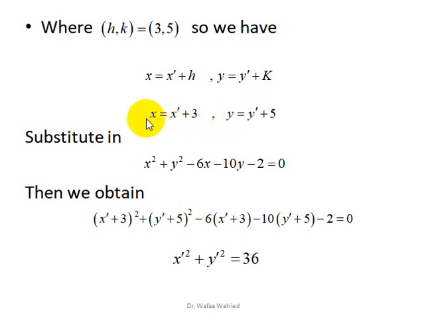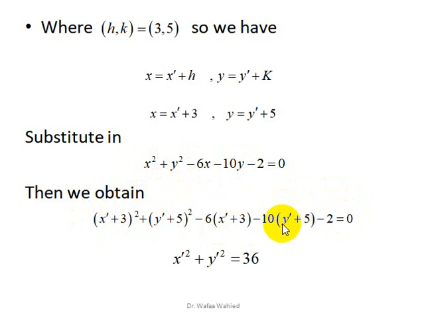If we substitute x and y in the following equation, we will have (x dash plus 3) square plus (y dash plus 5) square minus 6 (x dash plus 3) minus 10 (y dash plus 5) minus 2 equals 0. This equation is given by replacing x by x dash plus 3 and replacing y by y dash plus 5.